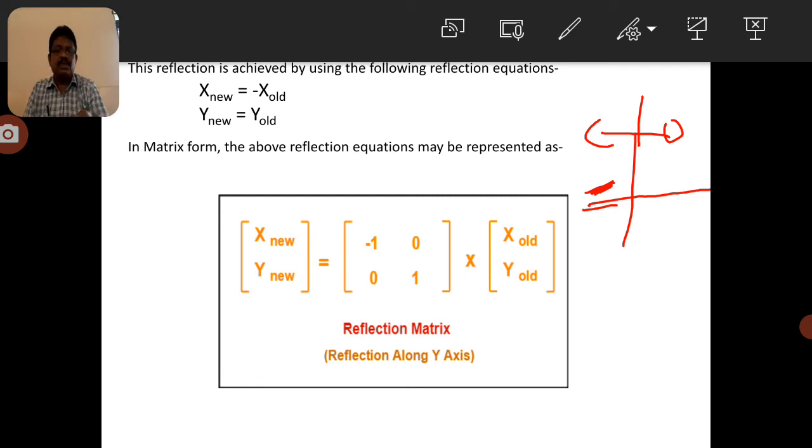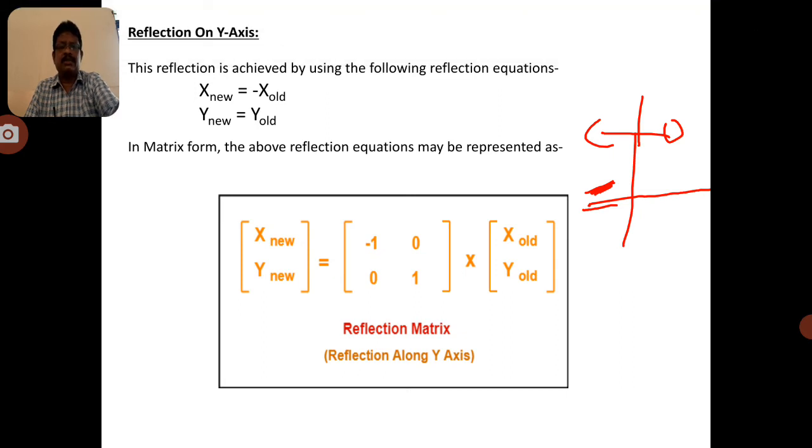Minus 1 indicates what? When we take the reflection on the y-axis, the negative sign will be taken on the opposite axis, that is the x. That's why minus 1 here, and we can take 0, 0, 1, and similarly this is the x old and y old value. This is the reflection matrix which is related to the y-axis.